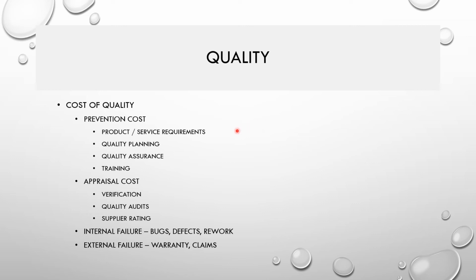Right? So there are two types of cost of quality. First one is the prevention cost actually, right? So anything you fund or spend money on preventing quality degradation or non-conformance, we call that prevention cost.